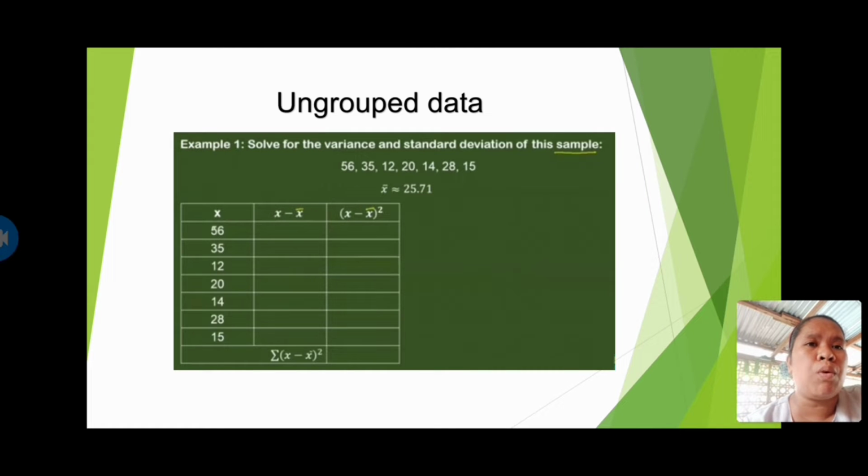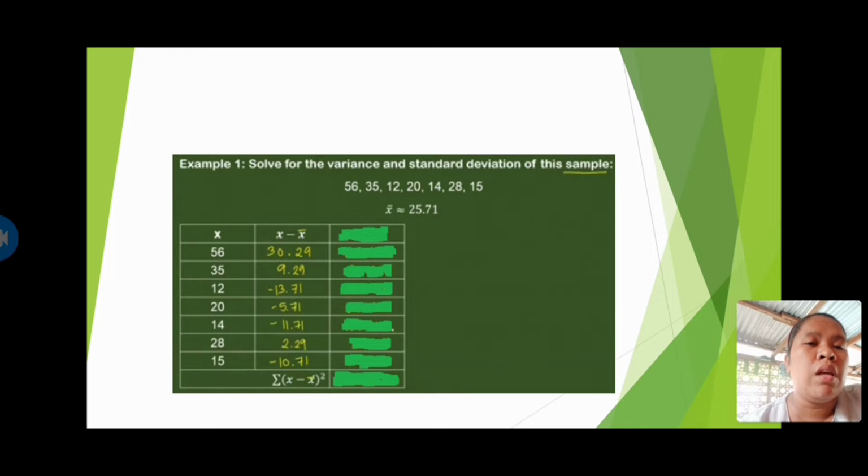For example, number 1 for ungrouped data, getting the variance. Solve for the variance and standard deviation of this sample. We have the numbers 56, 35, 12, 20, 14, 28, and 15. So how can we get the mean? We have to add all the numbers and divide by how many numbers there are. And so we have the value of the mean, 25.71.